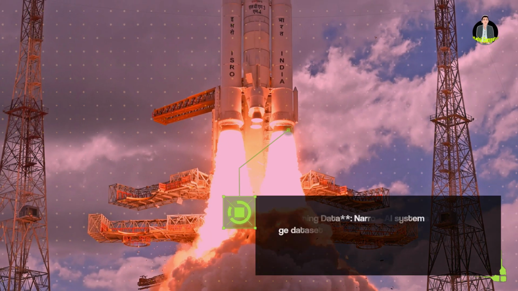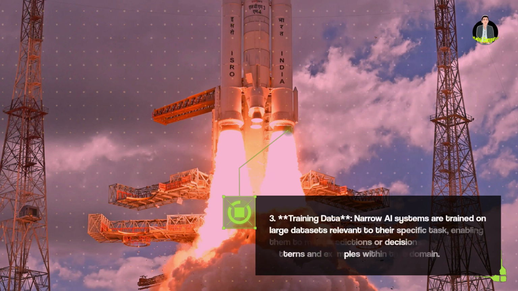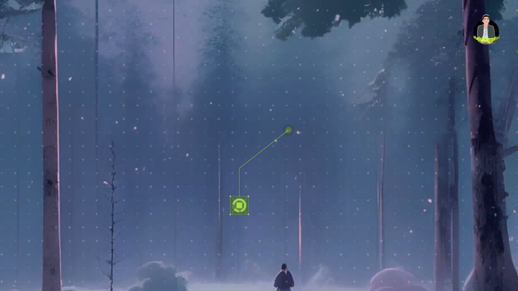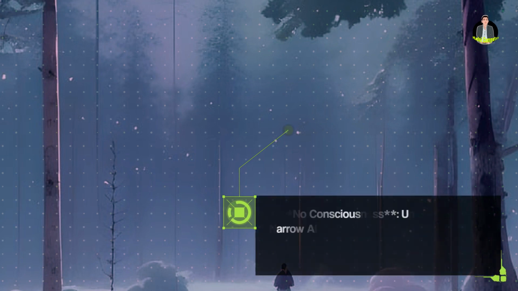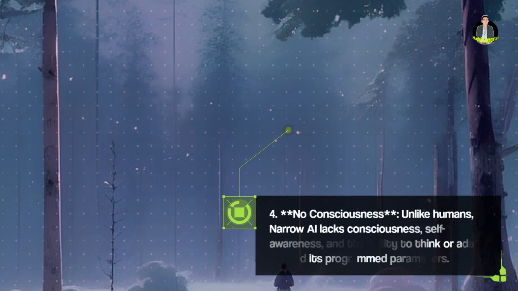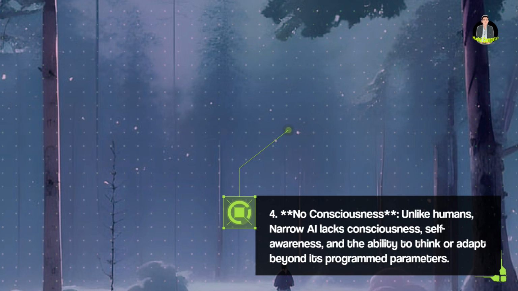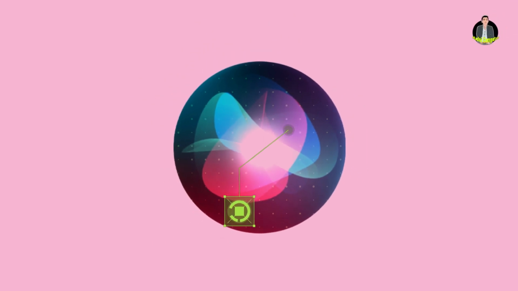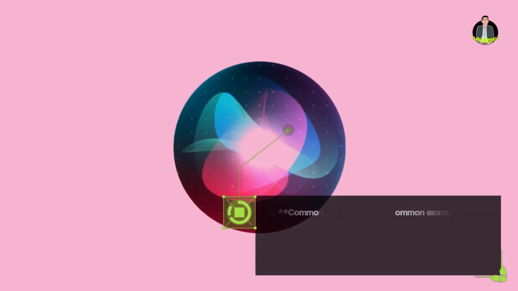3. Training data. Narrow AI systems are trained on large datasets relevant to their specific task, enabling them to make predictions or decisions based on patterns and examples within that domain. 4. No consciousness. Unlike humans, narrow AI lacks consciousness, self-awareness, and the ability to think or adapt beyond its programmed parameters.